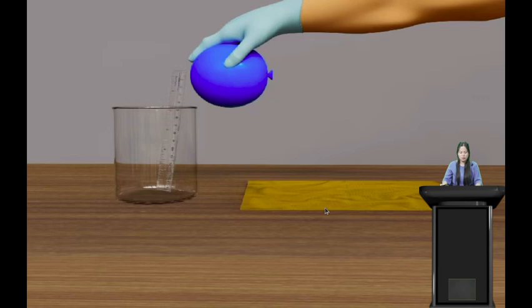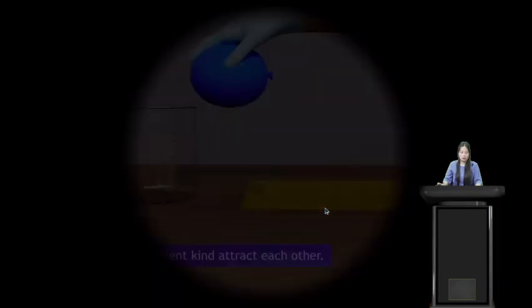But when it comes to this plastic scale and balloon, we see that they attract each other. It is because the charge present in this scale is different from the charge present in this balloon.